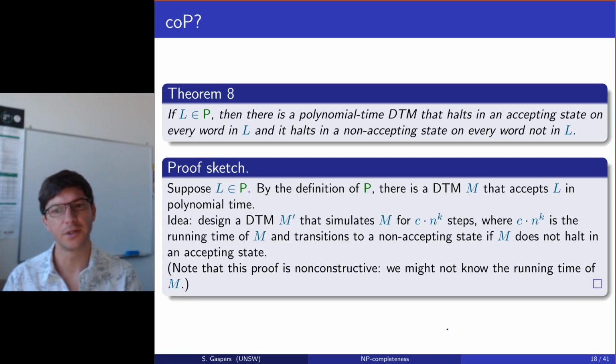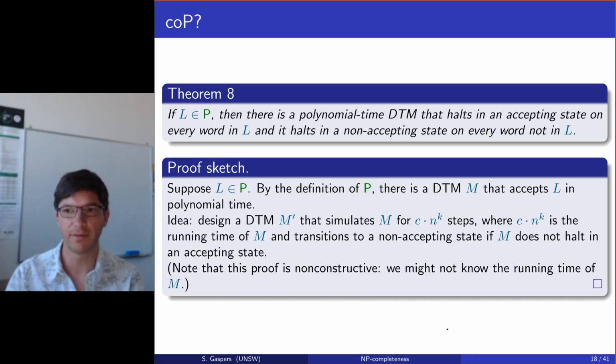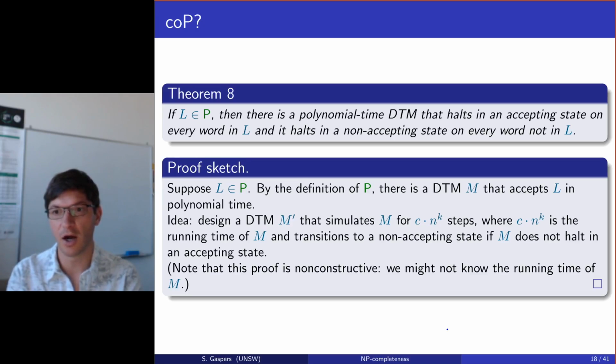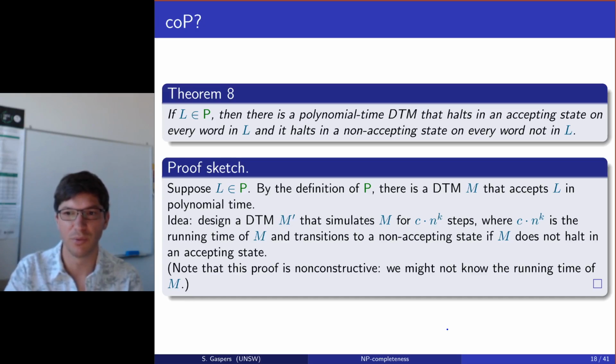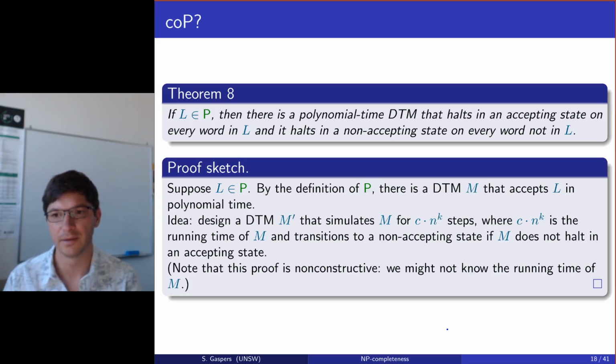But note that this proof is actually non-constructive. By non-constructive I mean that even if we have access to this deterministic Turing machine M, building M prime requires us to know how many computation steps M uses at most. But we might actually not know this precisely, so therefore this proof is non-constructive. What we proved here is that M prime exists, but we didn't give an explicit way of constructing M prime from M, because for this C times N to the K to actually work precisely, we would need to know what C is and what K is. And we might not easily be able to find this out from just the description of M.